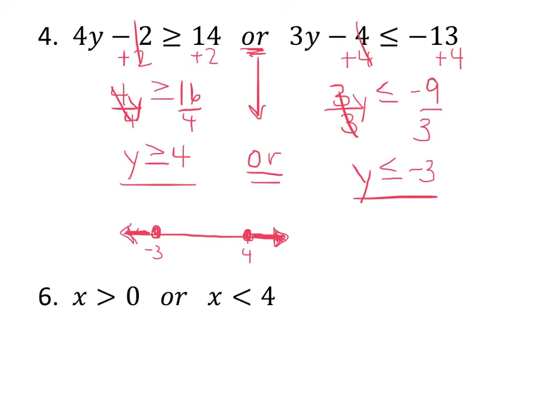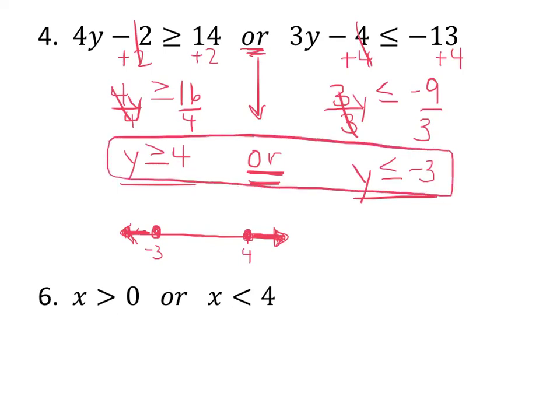Okay, so because this is an or statement, you want to shade both of them. So this is going to be what the answer is. Here's our inequalities, and here's our number line. I want you to keep in mind that when you have an or statement, it never combines, meaning we would not want to rewrite this as a between statement.